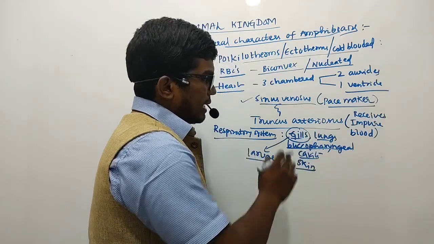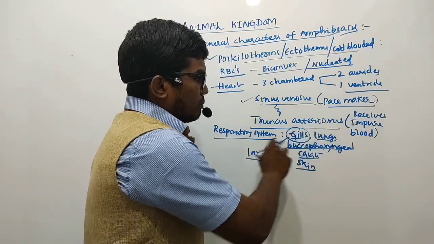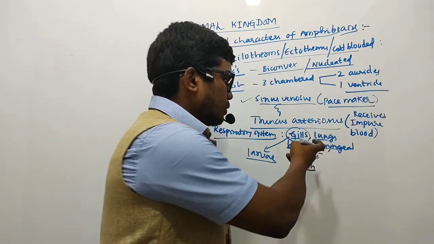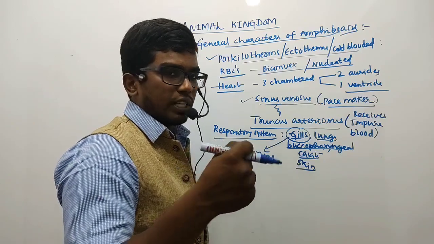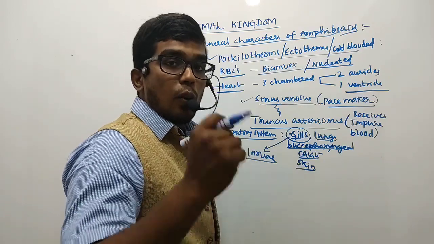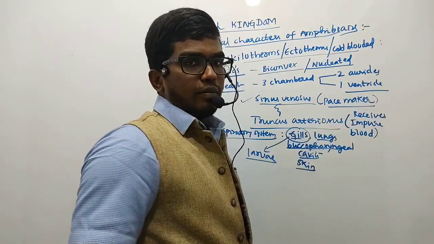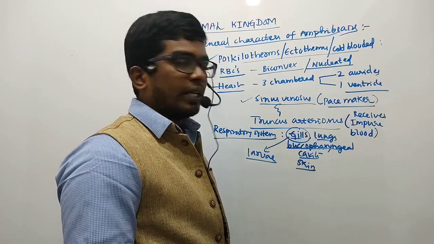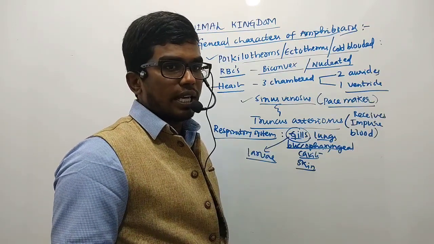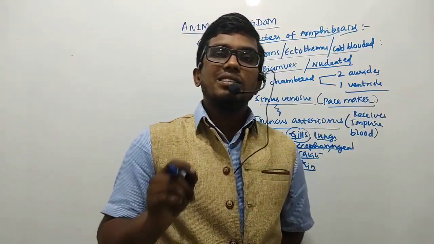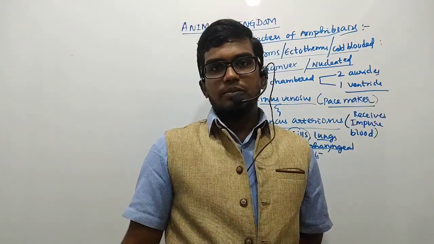And generally they have lungs. Buccopharyngeal cavity, so what is it referring to? It pertains to the mouth and pharynx. The cavity of the mouth and pharynx also participates in the process of respiration in amphibians. To go with that, skin helps in cutaneous respiration, which I have already spoken about before. So this is the respiratory system of the amphibians.